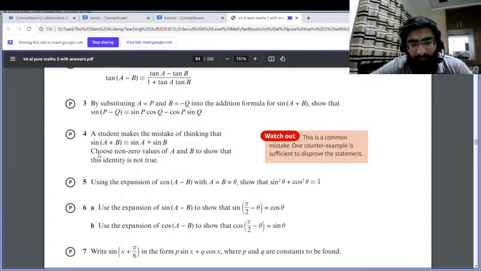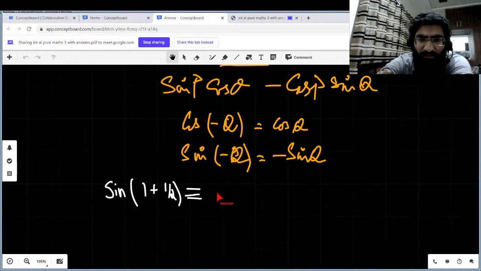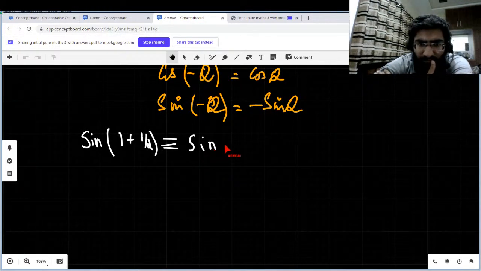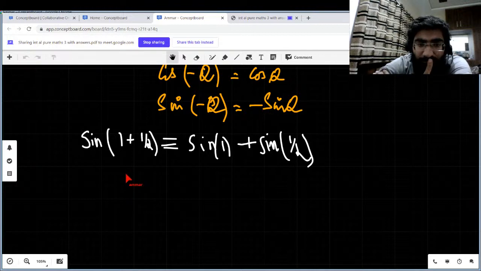Next is: how will you show that sine a plus b is not equal to sine a plus sine b? A student makes the mistake of thinking that sine a plus b is sine a plus sine b. So how can you disprove it? Sine of 1 plus a half first. Substitute A by 1 and B by a half. So sine 1 plus sine half is what?